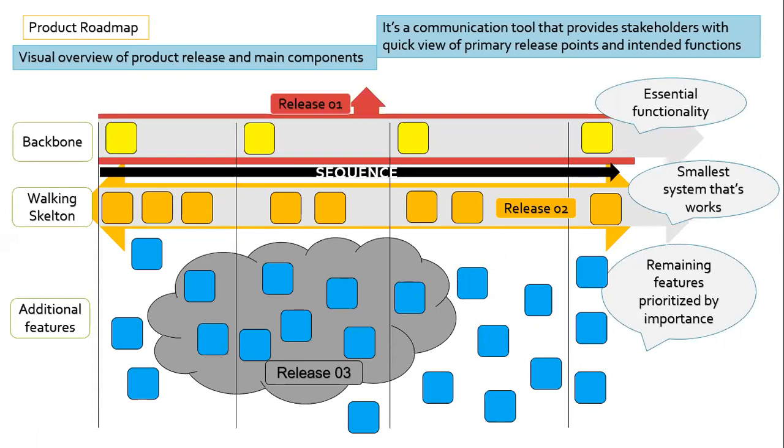And the important points you need to memorize are these terms: backbone and walking skeleton. Backbone features are essential, and walking skeleton features are those that make your system work. And additional features are the remaining features, which can be could have or won't have, or which are of less priority. So this is how your product roadmap looks.